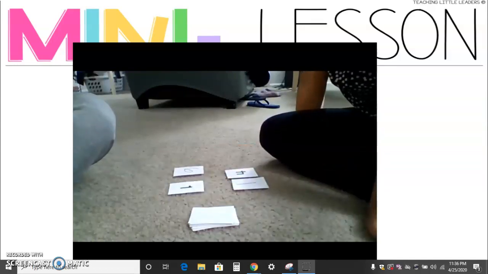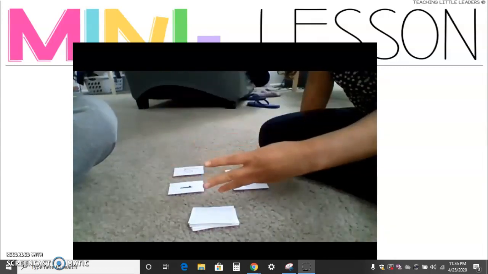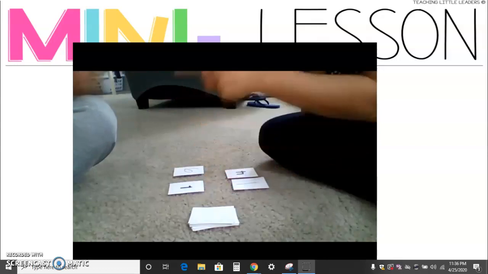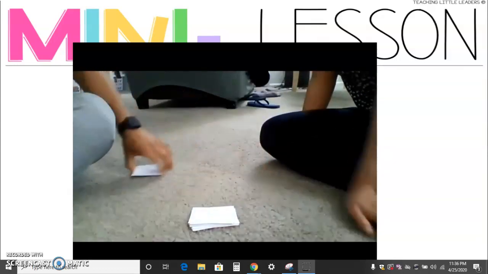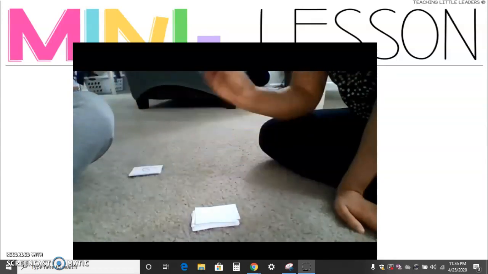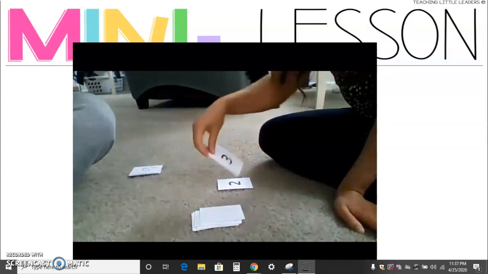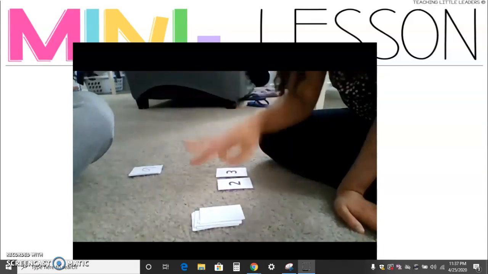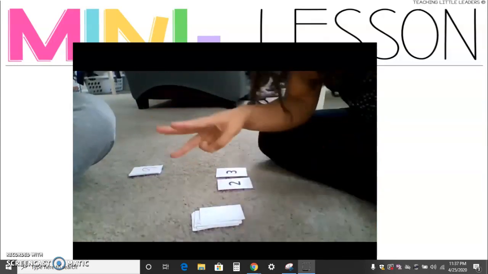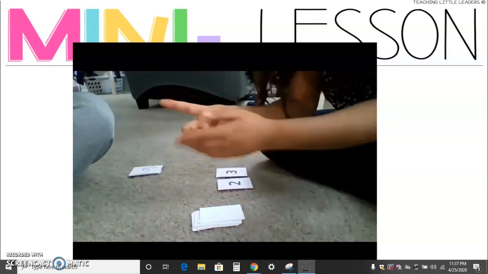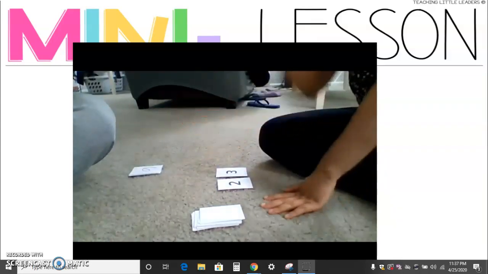Which number is bigger, boys and girls? 5 or 3? Good job. 5 is bigger. He gets to take all of the cards. Let's play another round. All right. 2 and 3. So I need to take 3 fingers and subtract or take away 2 of those. 1, 2. How many do I have left? You're right, 1. Okay, your turn.